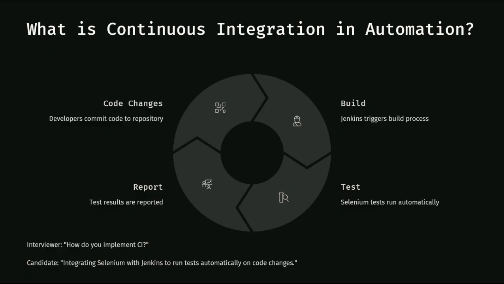Next is, what is continuous integration in automation? Or how do you implement CI? Candidate: integrating Selenium with Jenkins to run tests automatically on code changes.